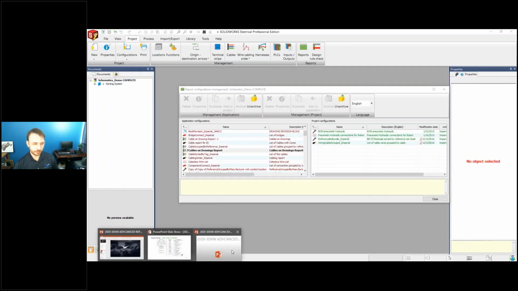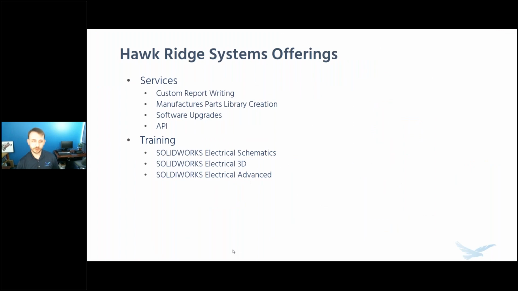Go back to our PowerPoint. Additional offerings that we have from Hawkridge: if you don't want to take this on yourself, we do offer services such as custom report writing, manufacturer's library creation. We also offer software upgrades. So if you don't want to tackle upgrading from 2019 to 2020 yourself, that's definitely something you can contract us to do.